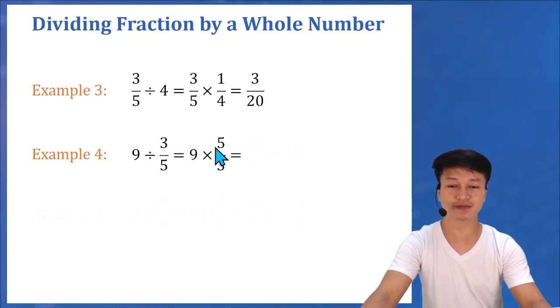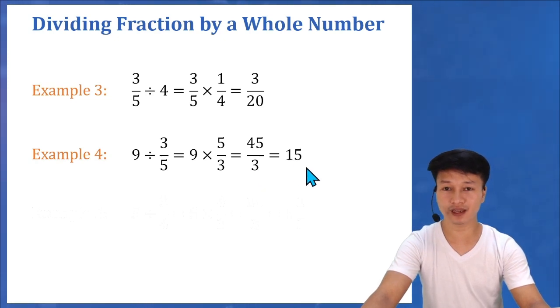And now we can proceed to multiplication. So 9 times 5 is 45 over, 9 has a denominator of 1, so 1 times 3 and that is 3. And obviously, 45 over 3 gives us 15. So this is our final answer.